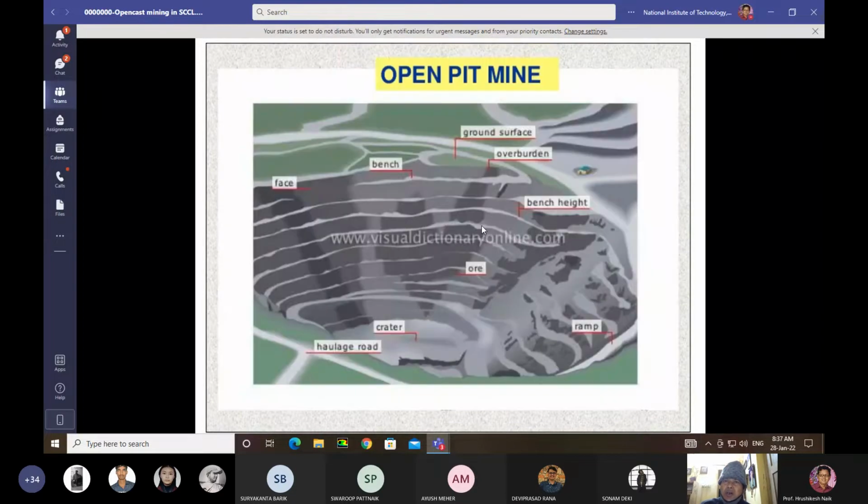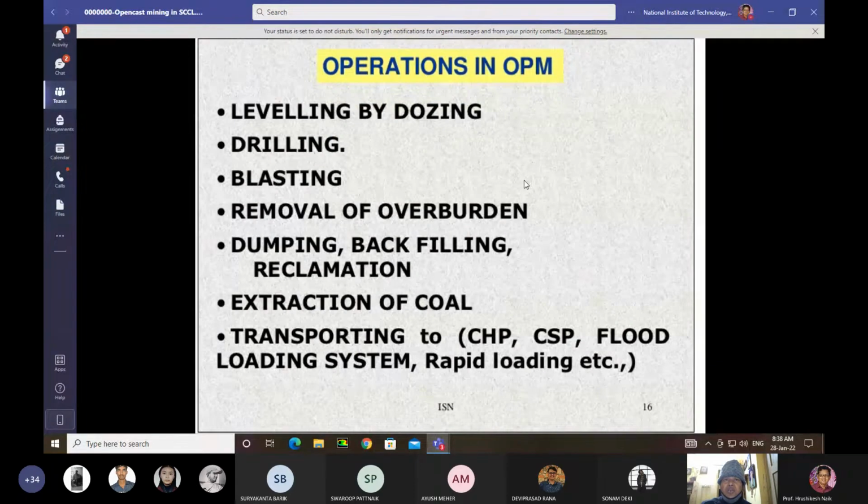So this is the layout of an open pit mine. This is the ground surface. This is the overburden. This is the bench height. This is the ramp. These are the ores. These are the craters. These are the haulage roads. So this is showing the layout of an open cast mine. The different operations which are carried out in an open cast mining project begin with leveling by dozing.